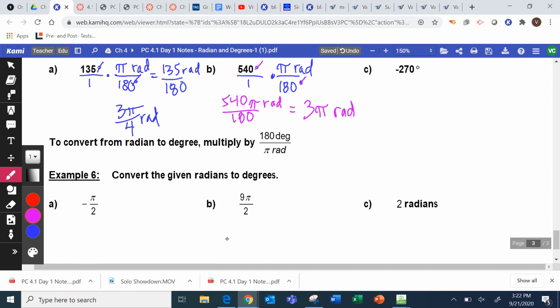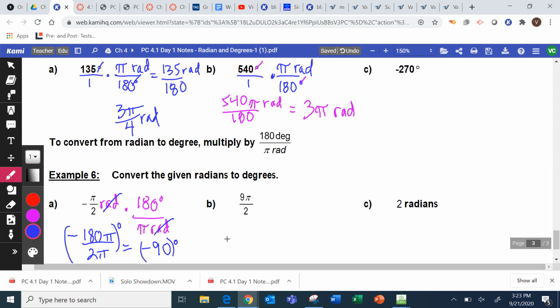For this one here, we've got 180 degrees over pi radians. So this time we're taking radians and converting it to degrees. That's why degrees is on top and radians is on the bottom. I'm trying to tell you this so you don't really have to remember which one goes on top when. You just have to make it so that the units cancel out, and then you know which one goes on top. So this would be negative 180 pi over 2 pi. And simplifying that, we get negative 90, oops, I forgot my degree symbol, negative 90 degrees.